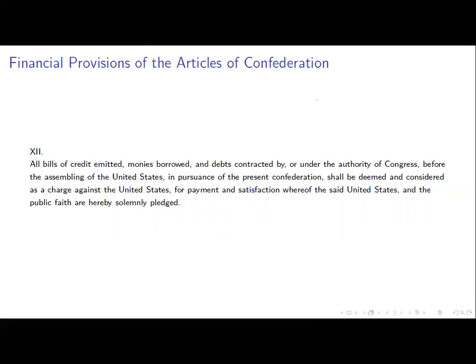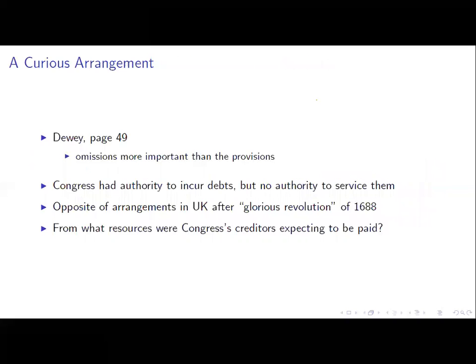So it asks for contributions from the legislature to pay these debts, but it doesn't have any revenue itself. It can only ask state governments to contribute money, but it's on the hook for all its debts. Like Dewey points out, he calls it a curious arrangement, and he says the omissions are more important than the provisions, which is exactly right. They have the authority to incur debts, but not the authority to service them.